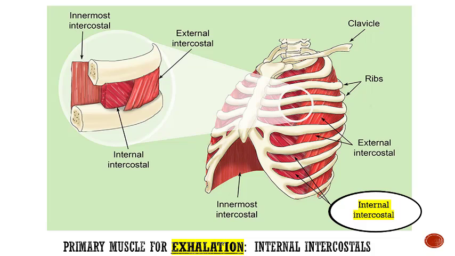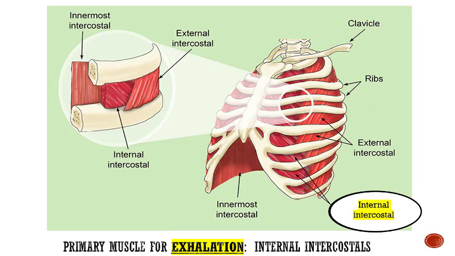Your primary muscle for exhalation is your internal intercostals. Okay, so these again are your external intercostals. These are your internal intercostals. And if you think about where they're located, you can tell that they're more on the central side here. And these are the muscles that are going to be pulling your ribs back in.